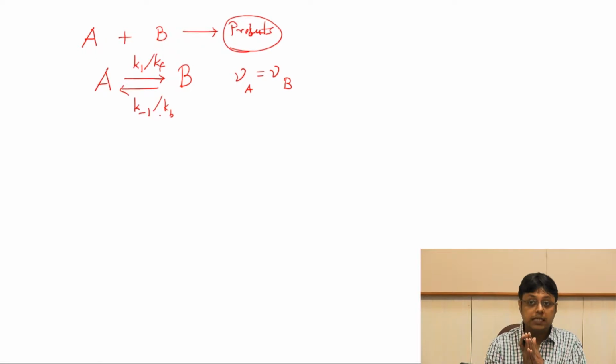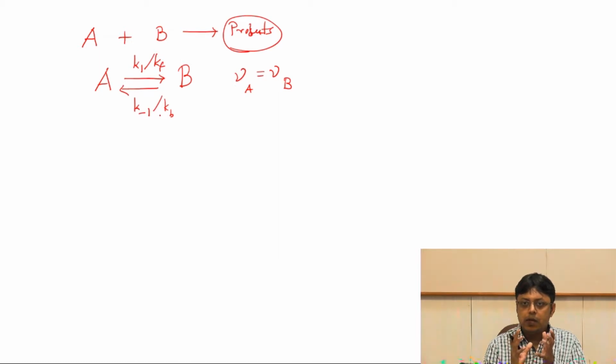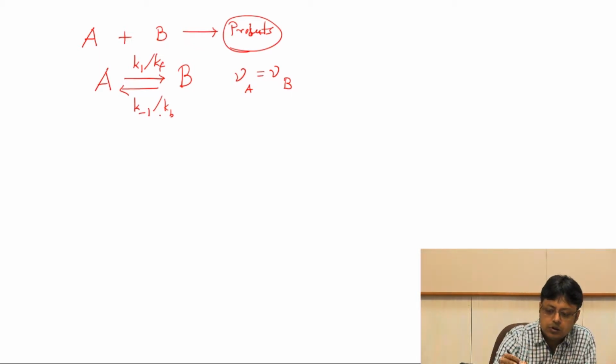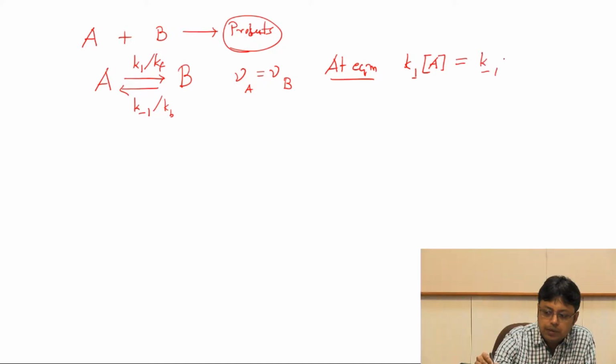Once equilibrium is attained for a particular temperature, if we do not disturb the system, the concentrations will not change. We know that it is a dynamic equilibrium, meaning it's not that A is not forming B and B is not forming A. They are still interconverting, however the net amount of A and B is unchanged. At equilibrium, the rate of the forward reaction, which is K1 into A, will be equal to the rate of the reverse reaction, which is K minus 1 into B.